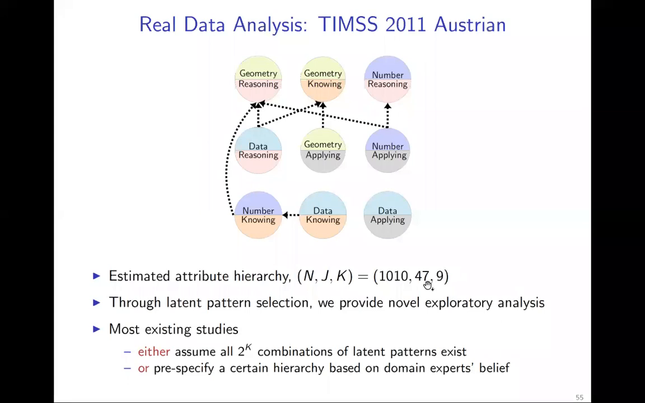And this is estimated through a latent pattern selection approach, while most existing studies either assume all the 2 to the power of K combinations of latent patterns exist, or pre-specify some certain hierarchy based on consulting the domain experts' beliefs. But our approach can provide exploratory analysis of the hierarchical structure.